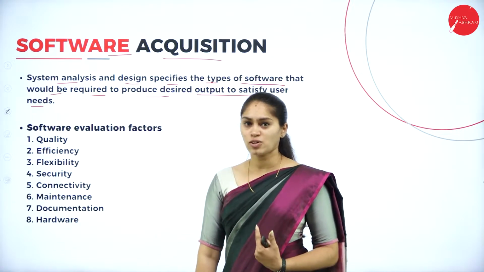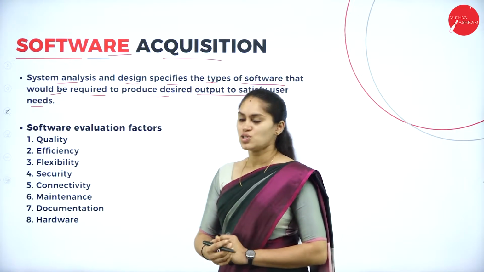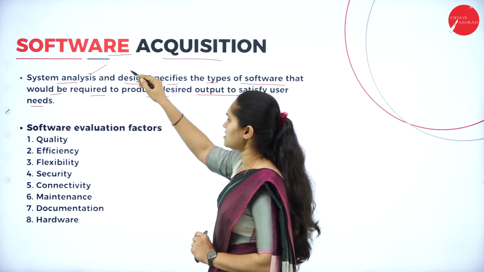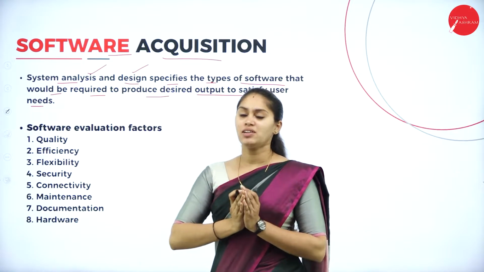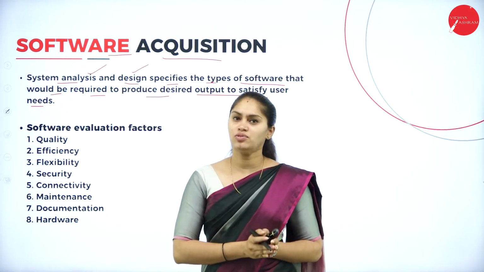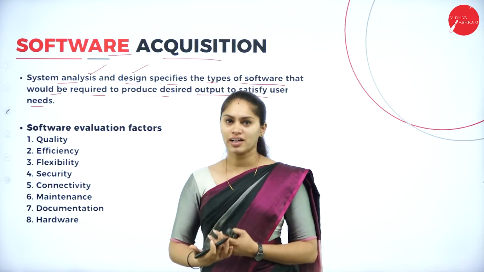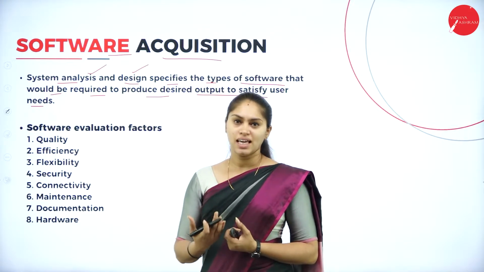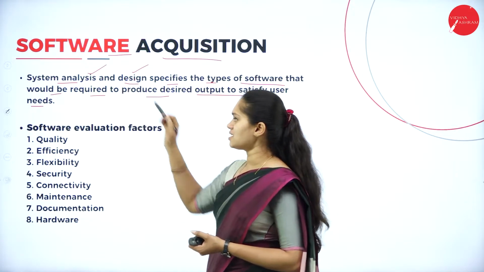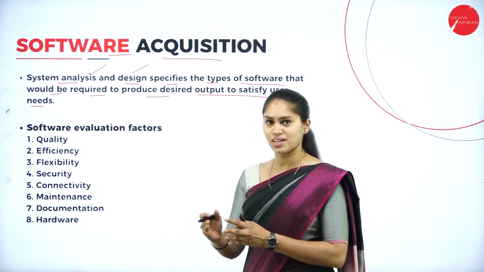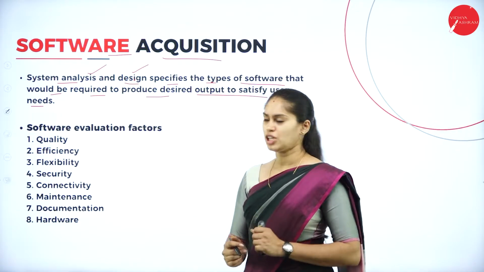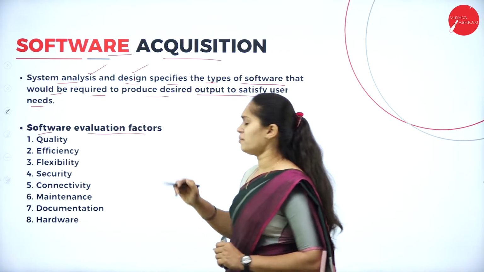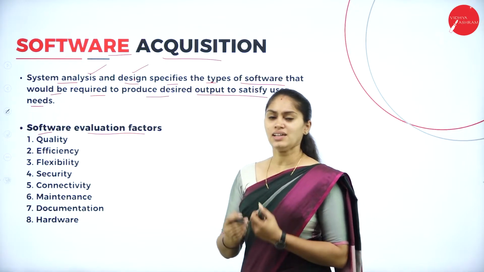So when we are doing the system analysis and design, at that time it will specify the kind of software I require for my organization or for my information system, in order to satisfy the requirements of a user. So here also, on what basis are we going to select the software?